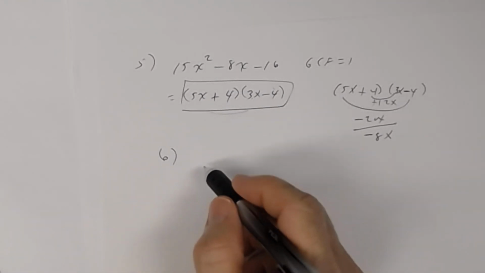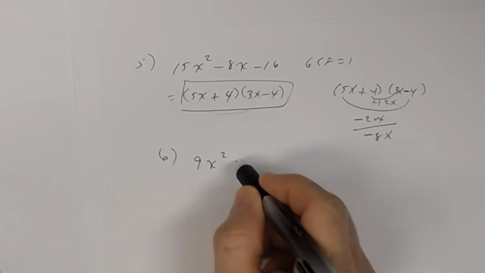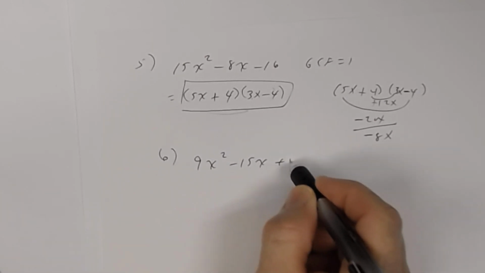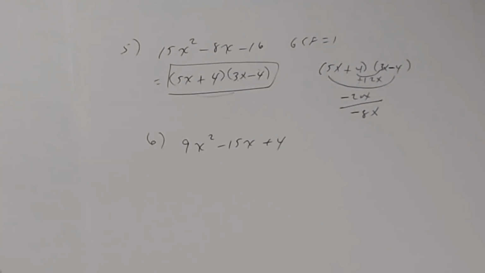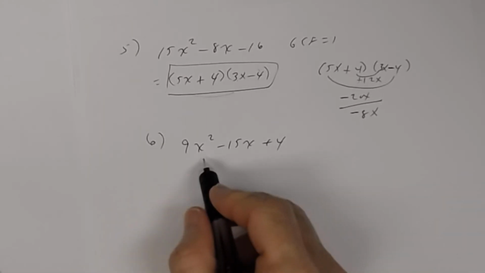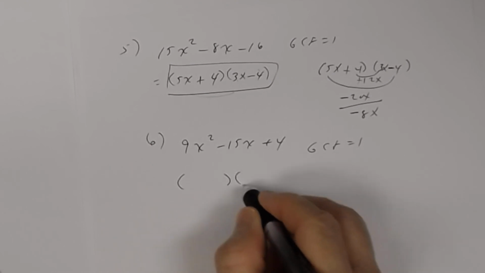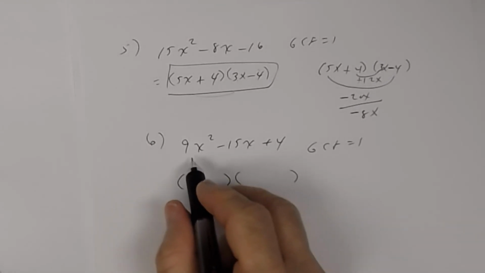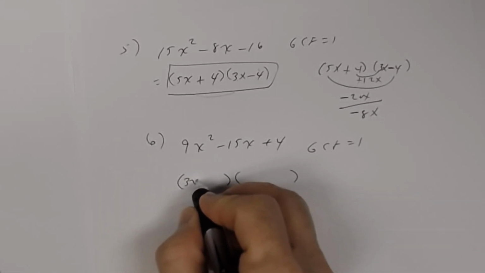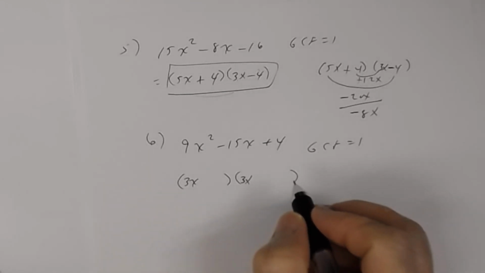Number 6, we have 9x squared minus 15x plus 4. So again, let's go ahead and notice that the GCF is 1. And so I'm going to factor the two binomials. So let's try, for 9x squared, let's try 3x and 3x. It may not work, but let's just try.